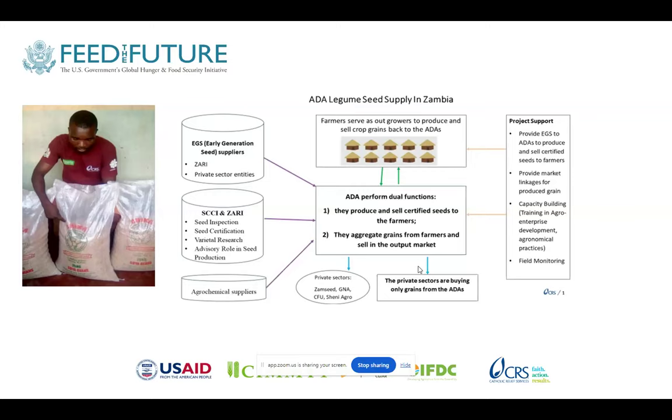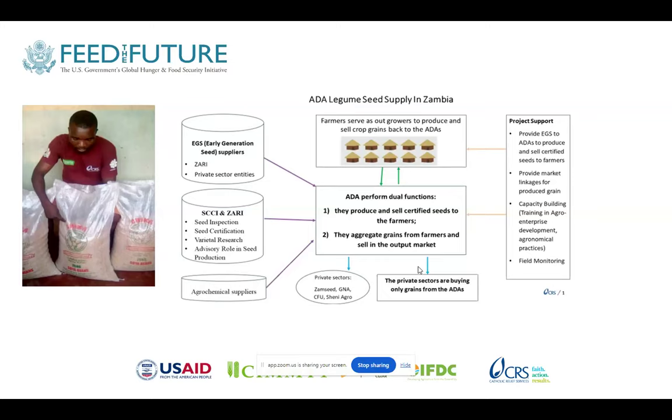Then we have partners that we work with. The first one is Caritas Chipata. Caritas Chipata is part of the project and they do most of the actual field work while CRI provides the technical support. The other partner we have is ZARI, Zambia Agriculture Research Institute. The first role that they do is that they provide the early generation seed. They've got the breeders there who supply us with the early generation seed that our ADAs need to produce the seed. Then we also have SCCI.